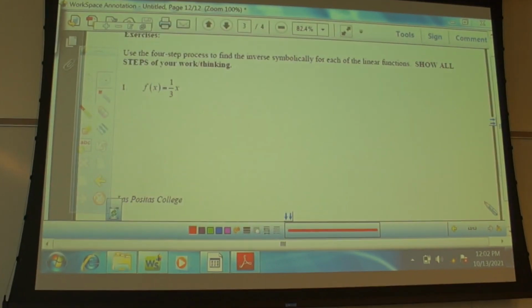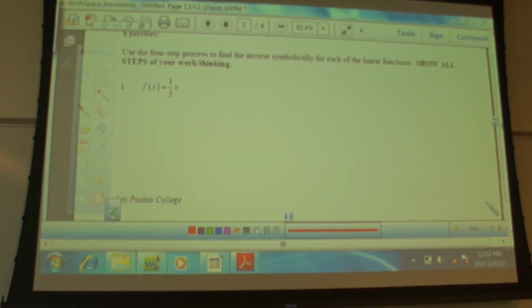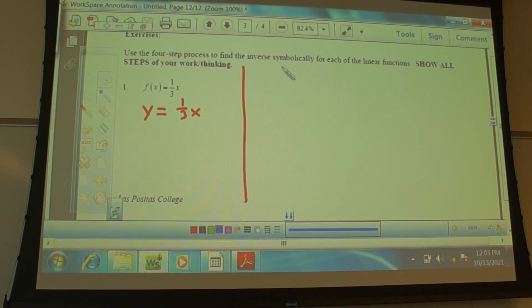So now, you guys want to do this one together? I'll let you guys do these ones on your own. But remember, what's your first step? Make this into y equals 1/3 x, and then draw a line. This is separate. This is the inverse. It's not the same, it's different. You're going to swap the x and the y, and solve for y.